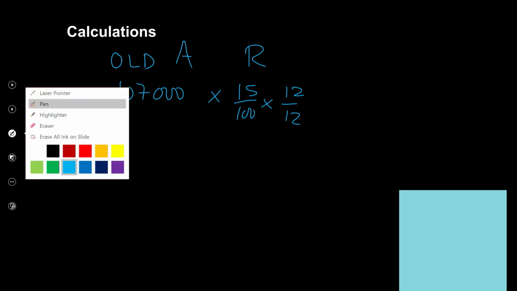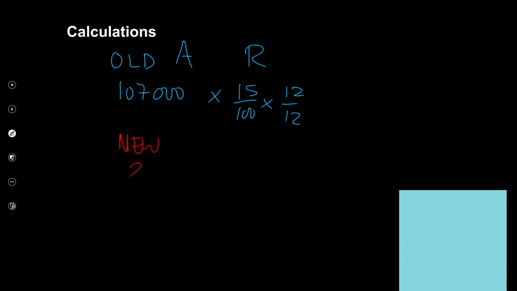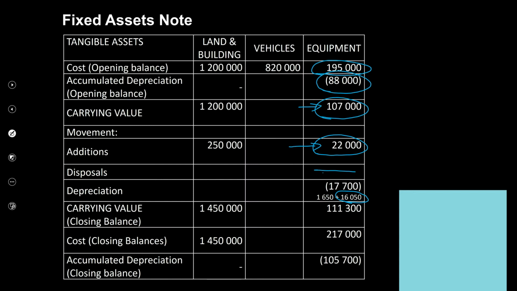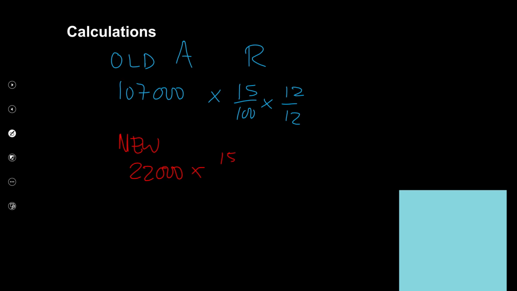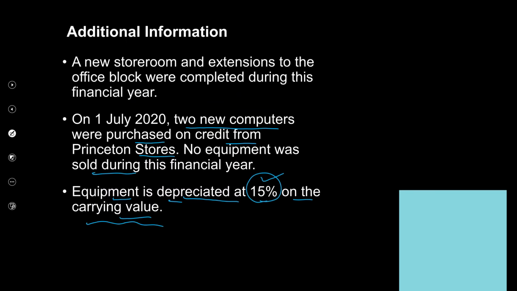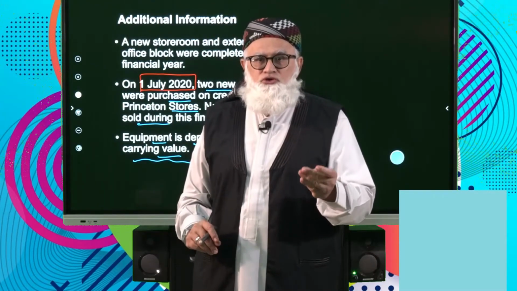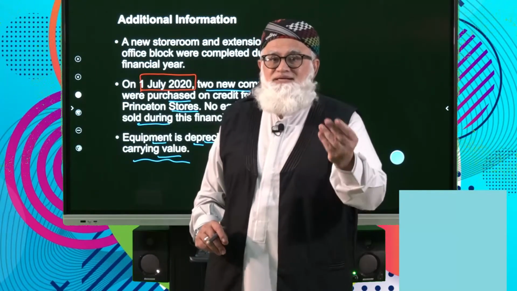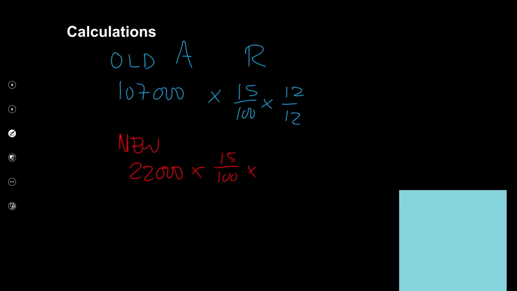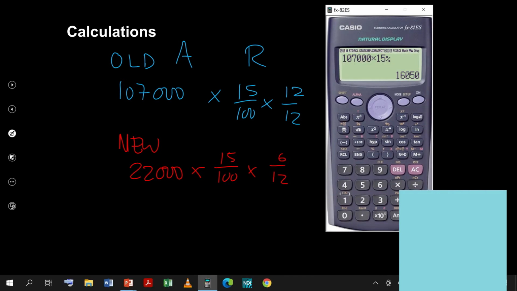Let's do the new in the red. So we say the new equipment is 22,000 Rand. Once again, we were told that we purchased new equipment, so there's my 22,000 Rand. In my calculation, that's my amount. My rate is 15 over 100 times my time. And this is important. When were these new computers purchased? They were purchased on the 1st of July 2020. So if you count, it's July, August, September, October, November, December. It's your 6 months, right? Times 6 over 12. Let's do this calculation now. 22,000 times 15%, times 6 divided by 12, and you get a figure of 1,650.